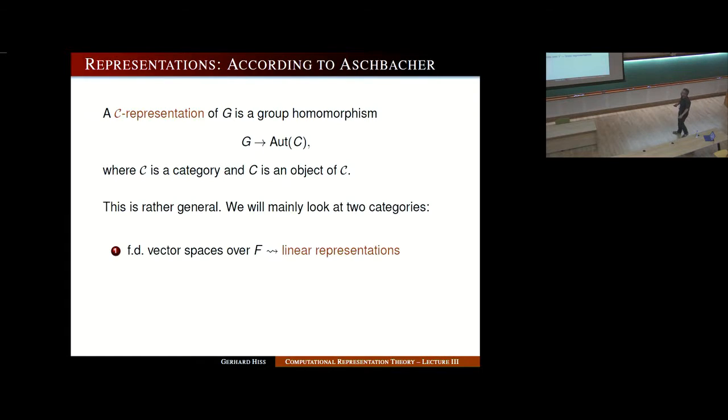Okay, we will mainly look at 2 categories: finite dimensional vector spaces over F, and the automorphism groups are, of course, the general linear groups of vector spaces. This gives you what I have called linear representations, or what I have called representations in the first 2 slides. And another sort of representation of the group is if the objects are finite sets and maps between them, then you get permutation representations, because the automorphism groups in this category are just the symmetric groups on these finite sets.